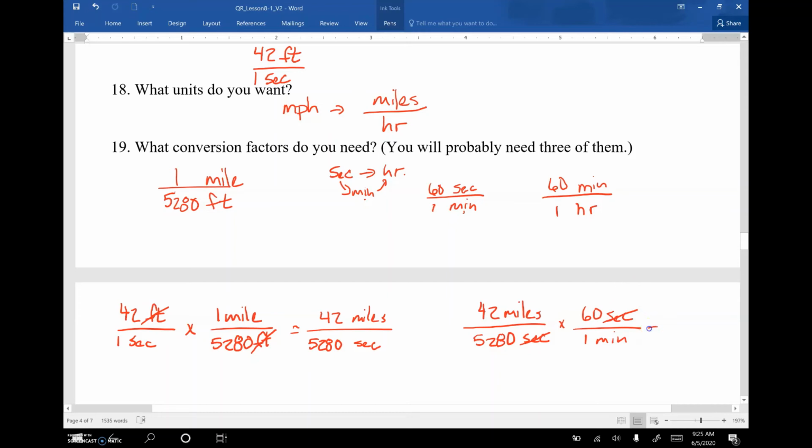Top times top. Handy dandy calculator. 42 times 60 is 2520 over 5280, and we've got miles on top and minutes on bottom. We're not quite where we want to be, so let's keep going.